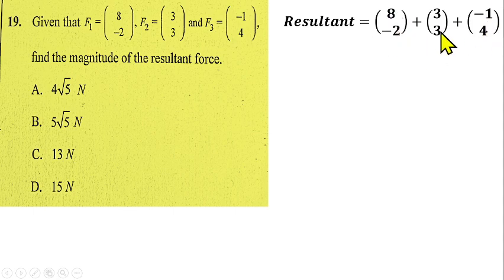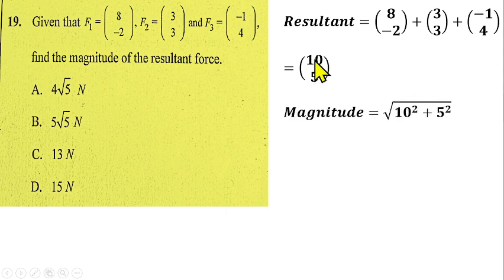So with the idea of addition of matrices, we can add these 3 column matrices together, and that should give us 8 plus 3 gives us 11, minus 1, that gives us 10, minus 2 plus 3 gives us 1, plus 4, that gives us 5. Then we can now find the resultant. So you can now find the magnitude of this force. So how do you find the magnitude of a force?